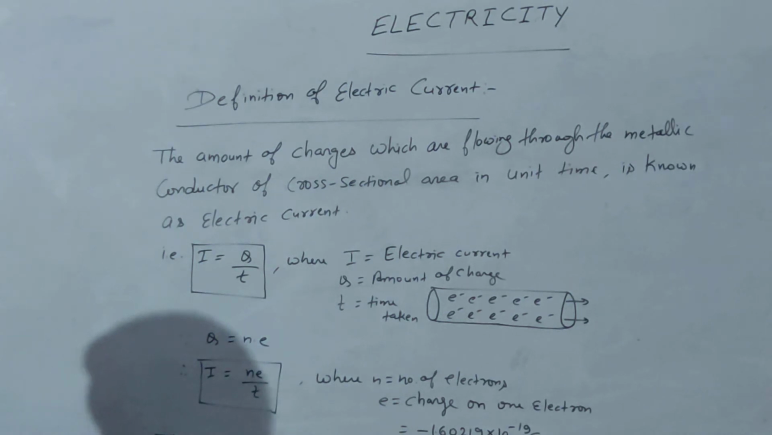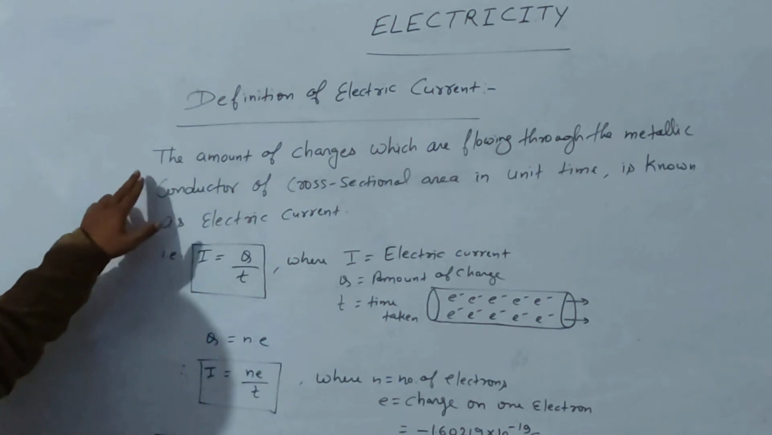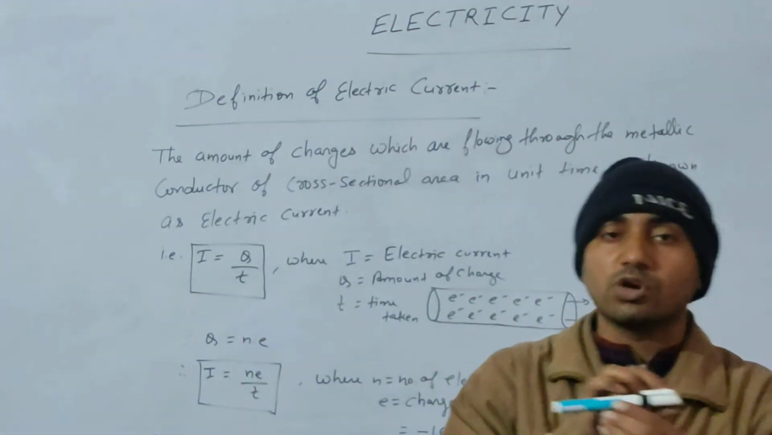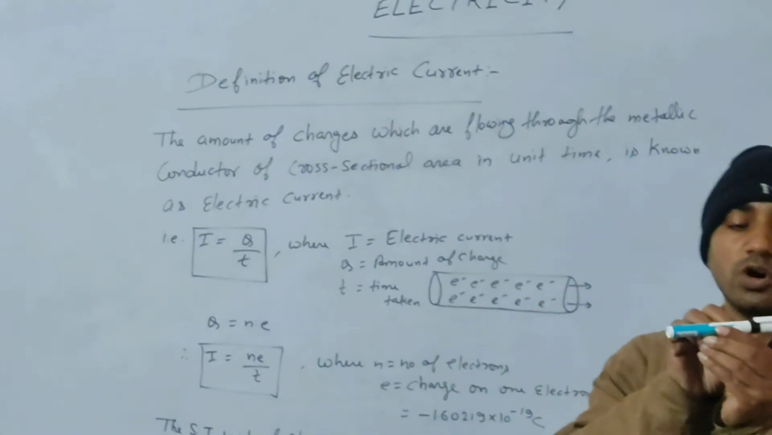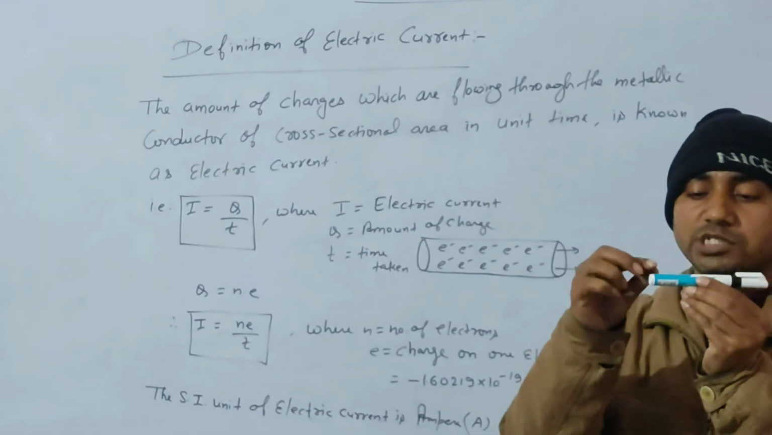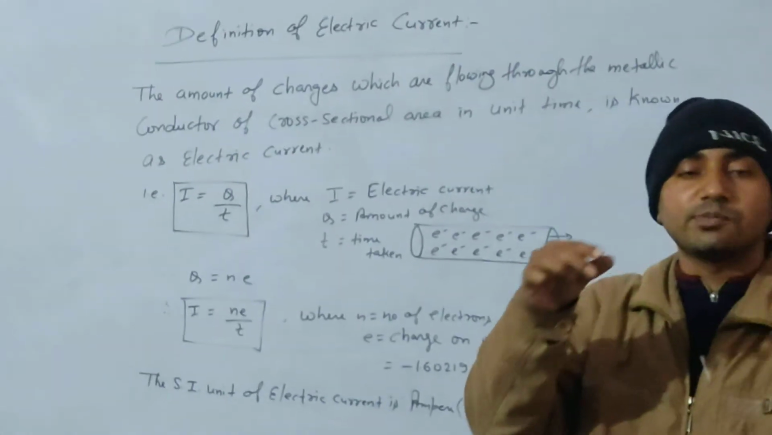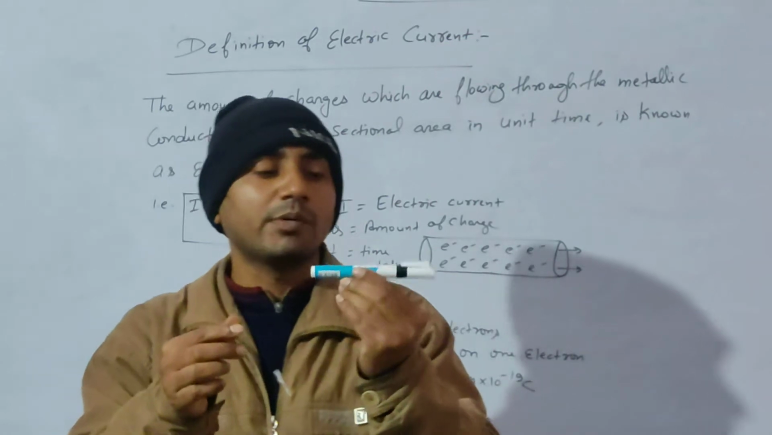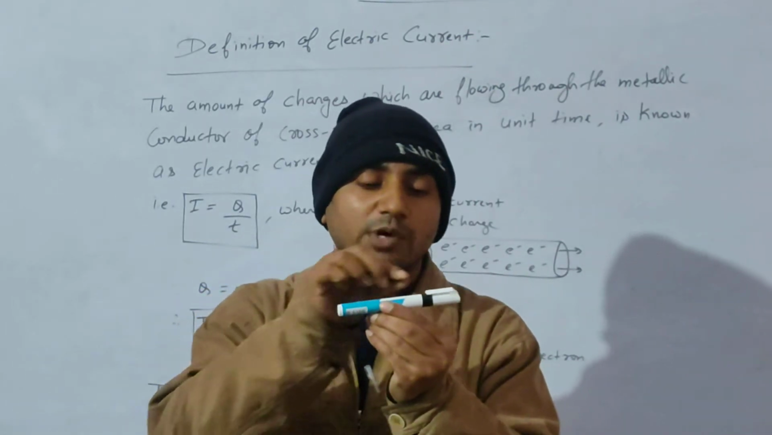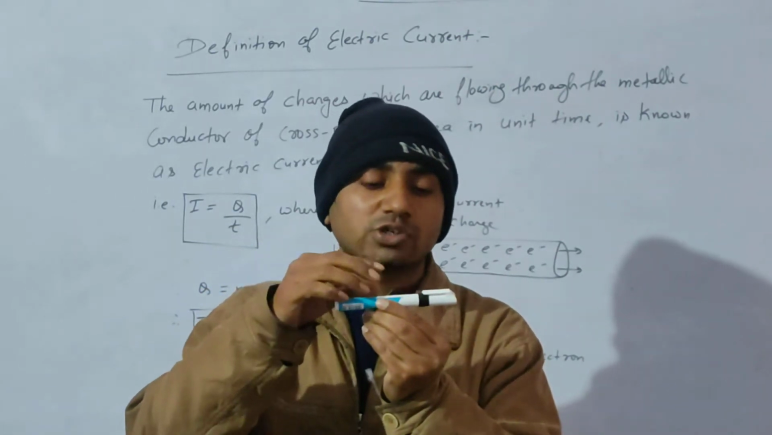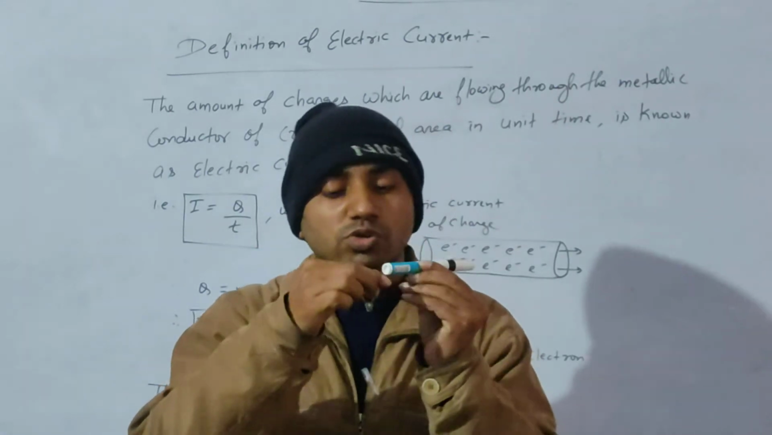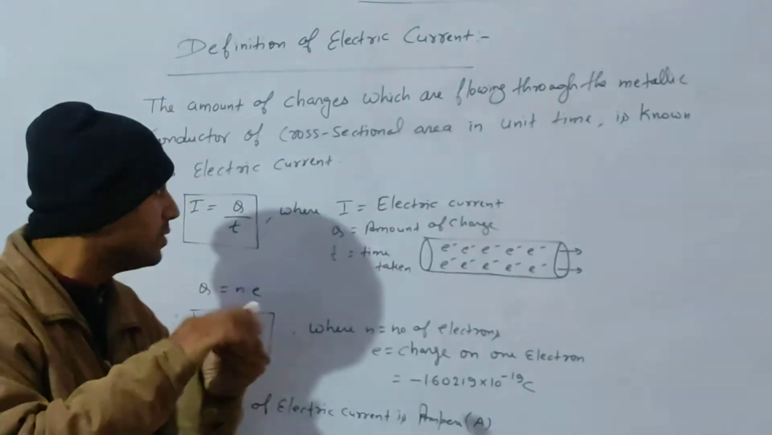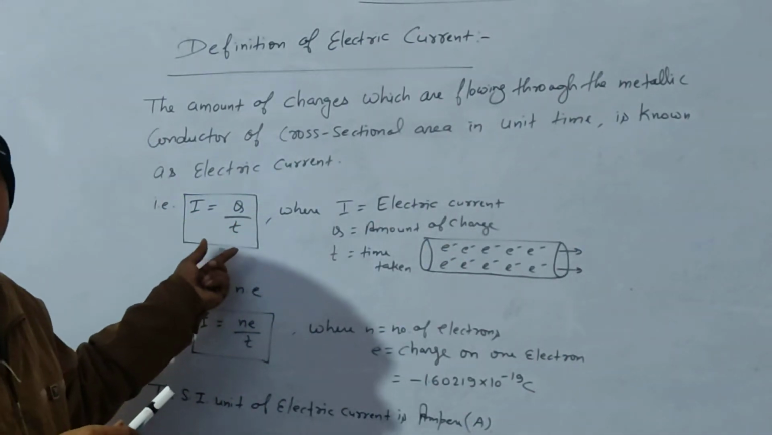Now we have to discuss electric current. What is meant by electric current? Electric current may be defined as the amount of charge flowing through a metallic conductor of unit cross-sectional area in unit time. It means how much charge is flowing through this metallic conductor. Suppose this is our conductor. How many electrons or charges flow through this cross-sectional area in unit time? That rate of charge is known as electric current.